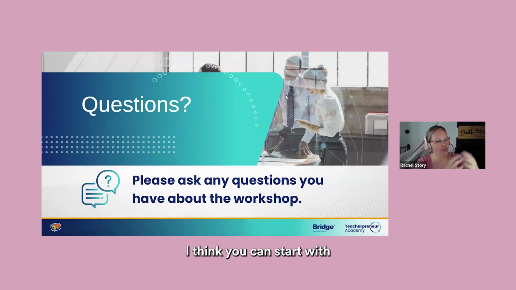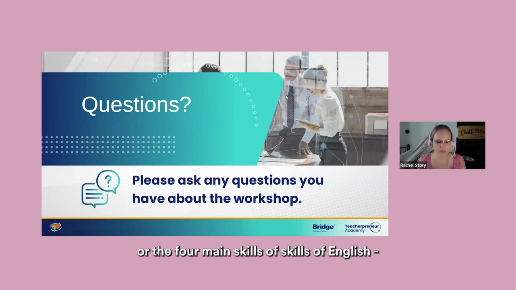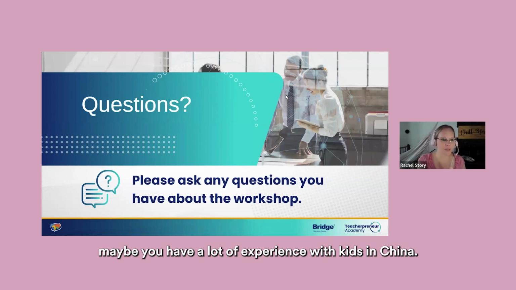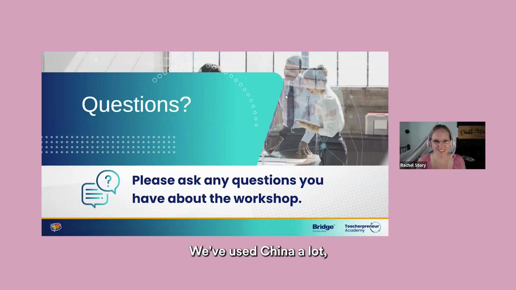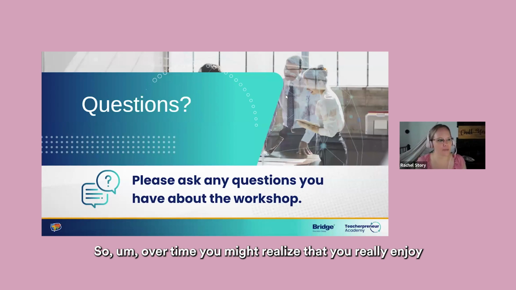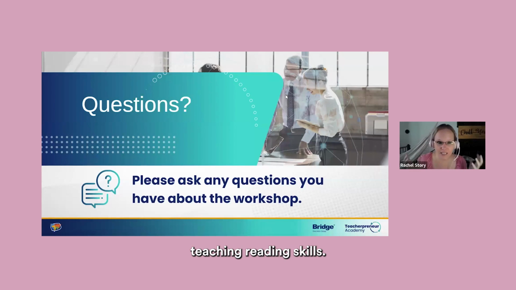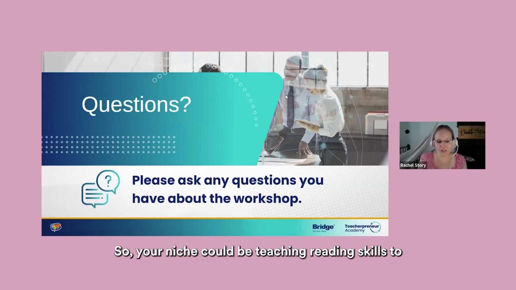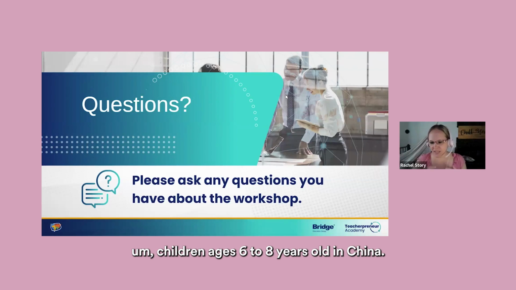I think you can start with the four main skills of English: speaking, reading, listening, writing. So one example could be if you want to teach young learners, maybe you have a lot of experience with kids in China. We've used China a lot, so I'll just use that as an example. Over time, you might realize that you really enjoy teaching reading skills. So your niche could be teaching reading skills to children ages 6 to 8 years old in China.